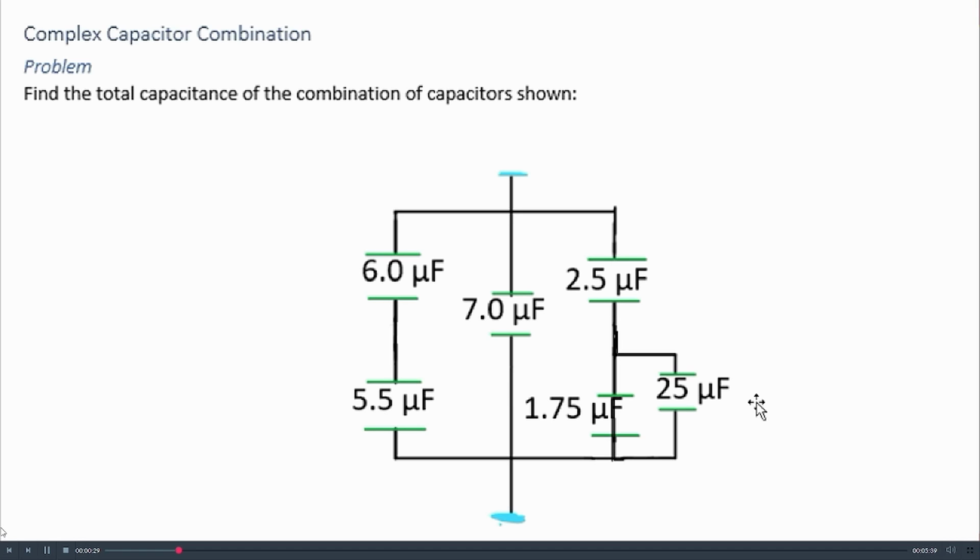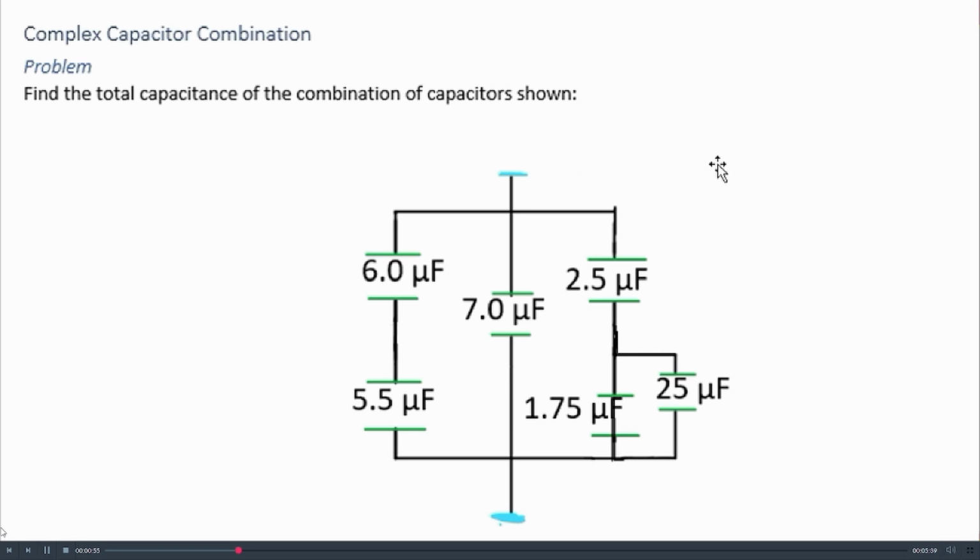microfarad capacitor. To solve this, we want to find which of these capacitors are in series and which are in parallel. Here we see that these two are in series, these two are in series, however these two are also in parallel. So to find this series right here, we'll need to find this parallel first, and then we can see these three right here are all in parallel.